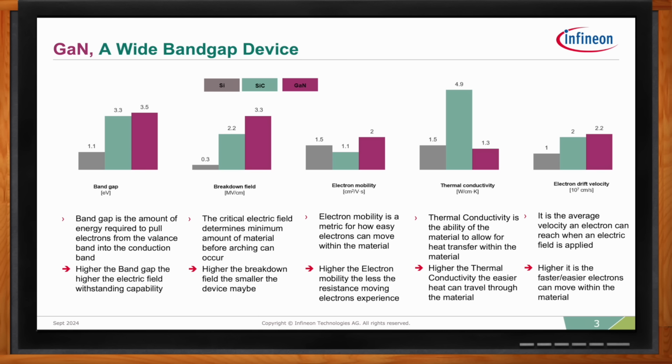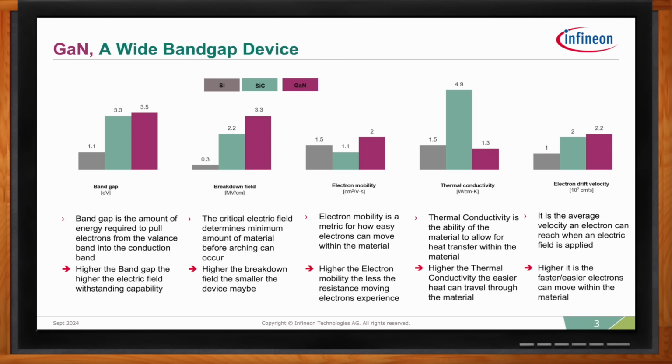And so, as we can see on this chart shown in different colors, silicon in gray, silicon carbide in green, and GaN in purple, we can see that GaN exceeds the rest of the technologies by far, especially when it comes to band gap and breakdown field, which makes it a great switch, a wide band gap switch.